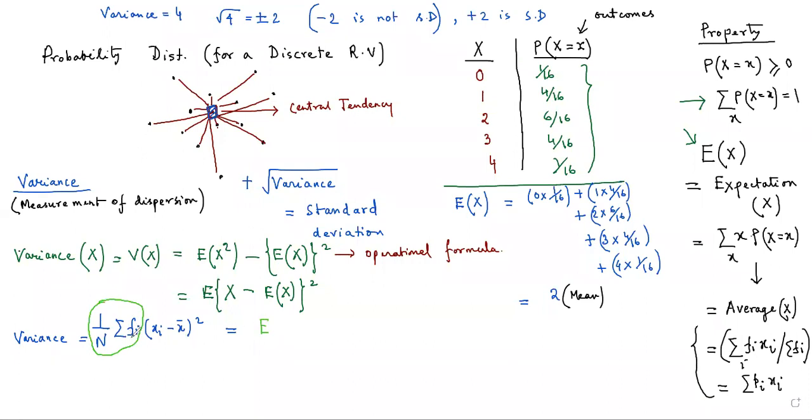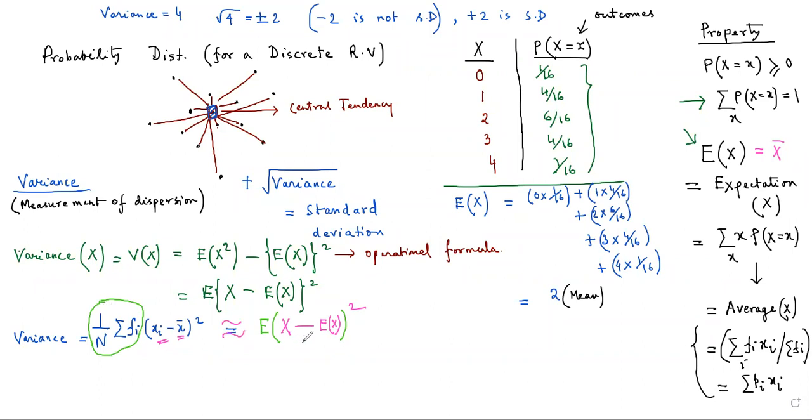In place of 1 by n summation Fi, I am considering operator E, and then I put the bracket. In place of Xi, I put the random variable capital X, and in place of X bar, since expectation is equal to X bar because it is the average, I write E of X. Then I put the minus sign and take the square. So these two things are very much equivalent to one another.